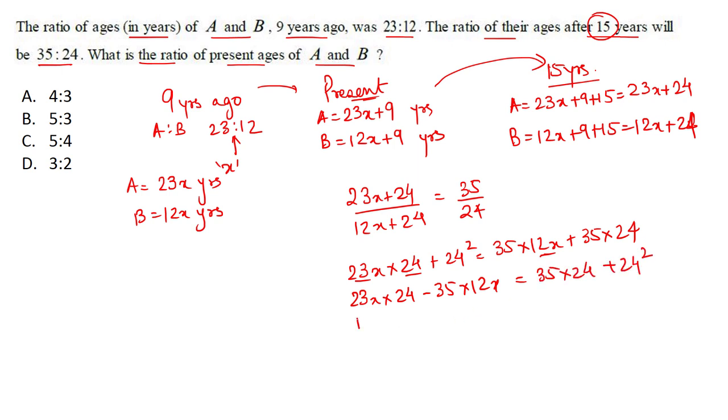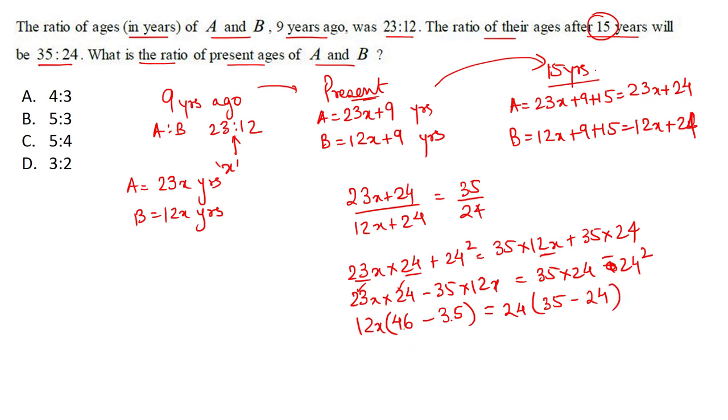Now I can take 12x common, so I'm going to have 12x over here. What I'm left with is 2 into 23, that comes out to be 46, minus 35. Then I'll take 24 common over here, I'll have 35 minus 24. Okay, this is not plus, this is minus, minus 24.